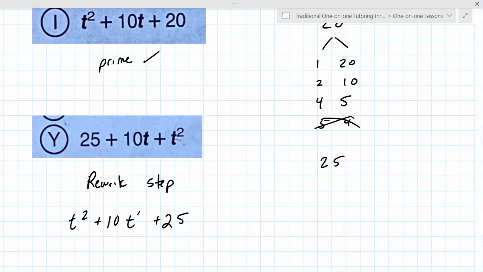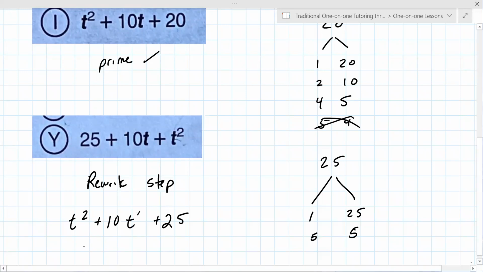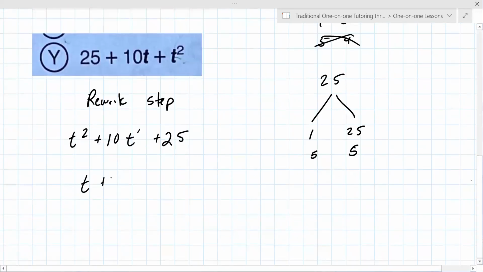So C won't have a letter. Say that one more time. C doesn't have a letter. Yes. I guess 1 and 25, 5 and 5. Right, and then that's it. So do any of these add up to 10? Yes, 5 and 5. So that's your answer. That's t plus 5 times t plus 5.